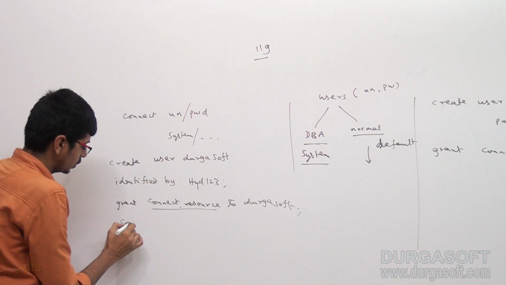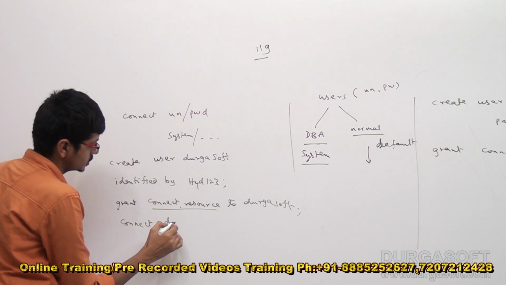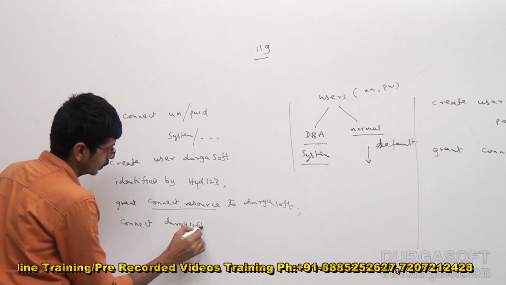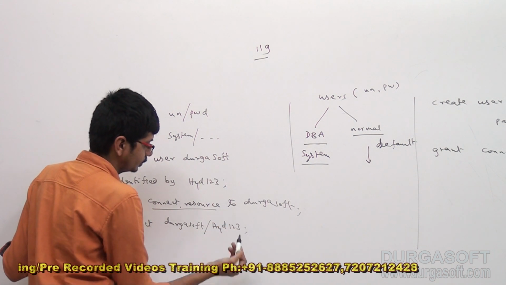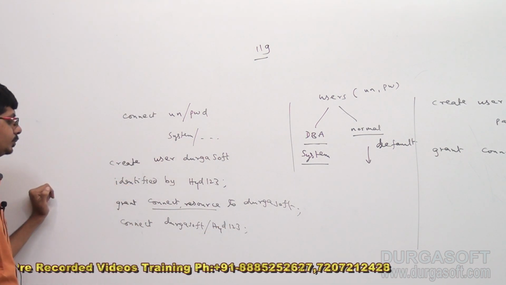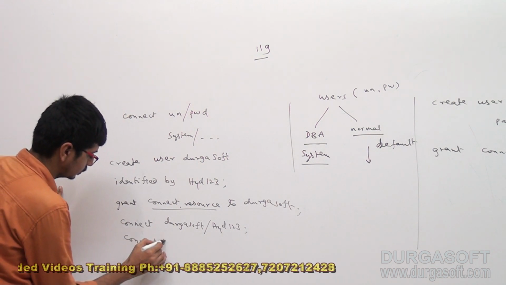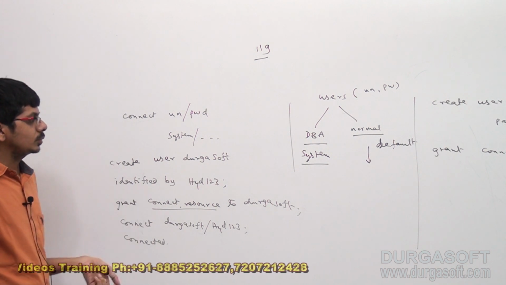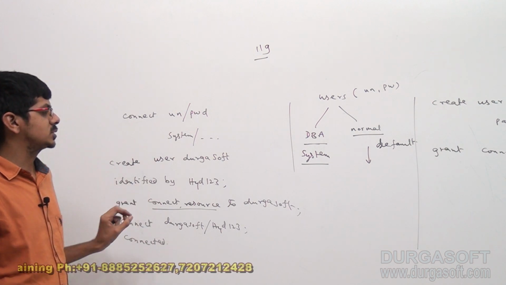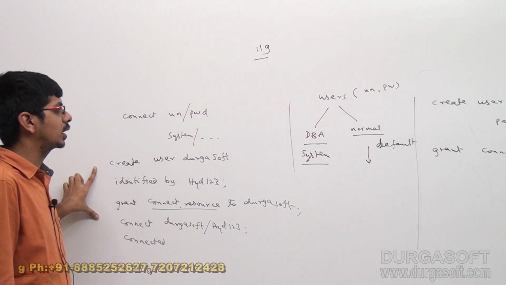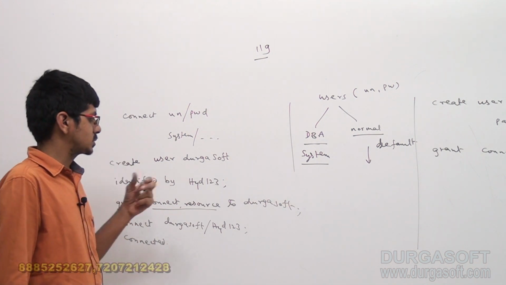Okay, so just now you write connect, username is DURGASOFT and /password is HYD123. Okay, now you will be getting a message that is connected. Okay, so this is how the DBA works. So this is a very basic DBA activity that we will be doing at the time of starting the session.